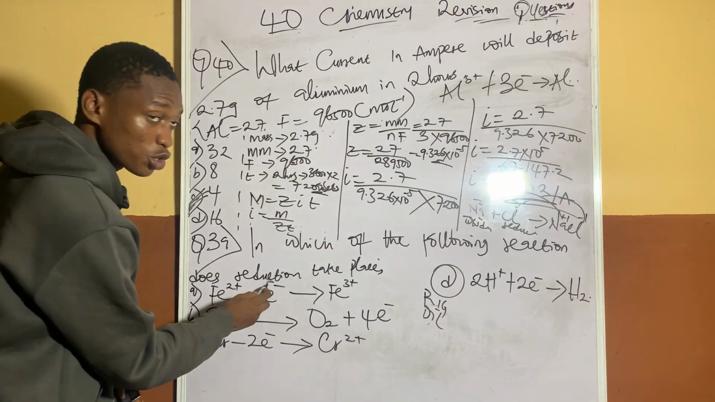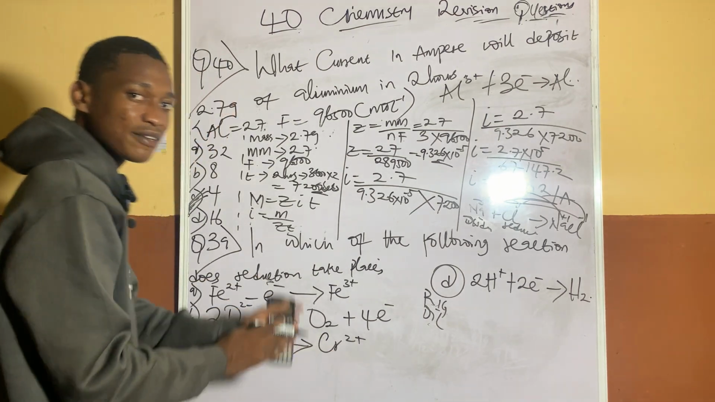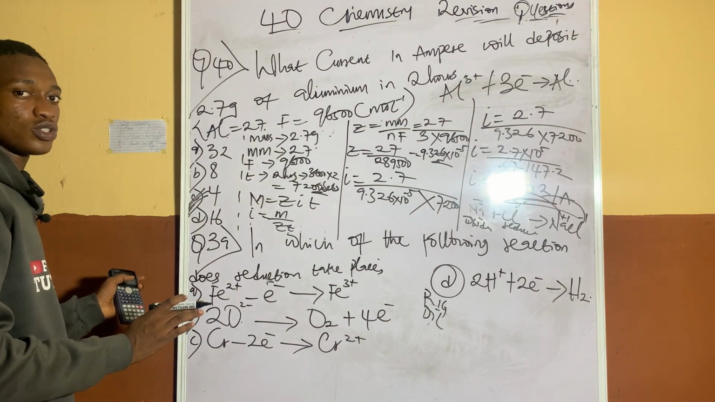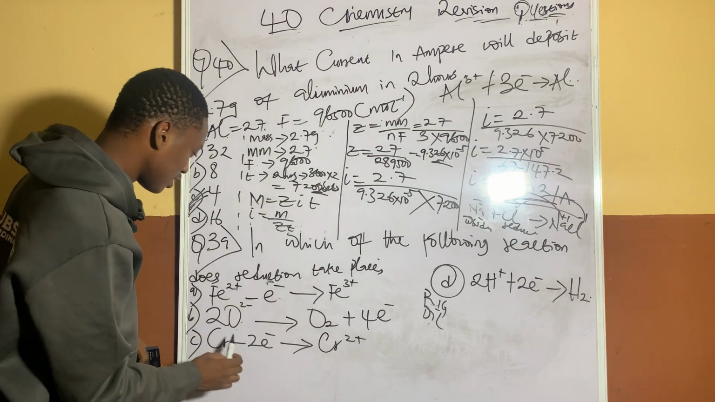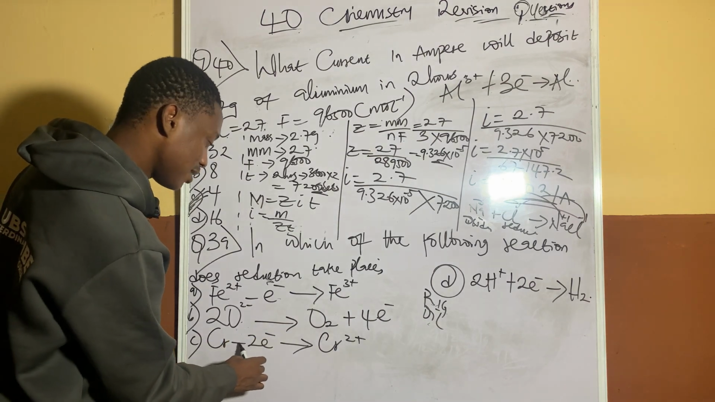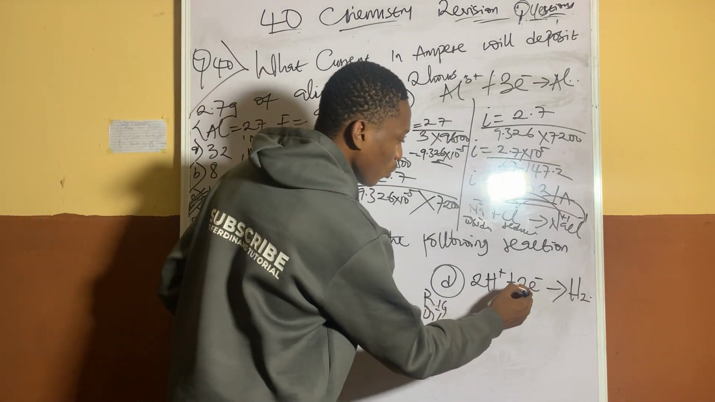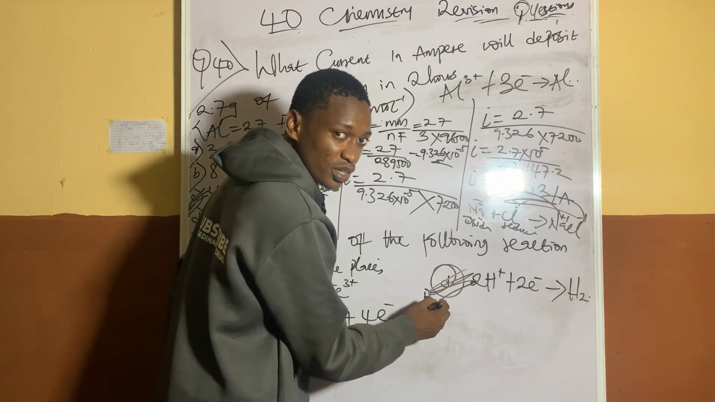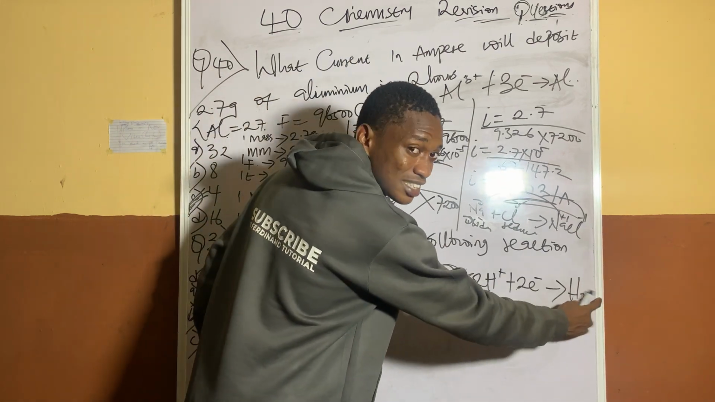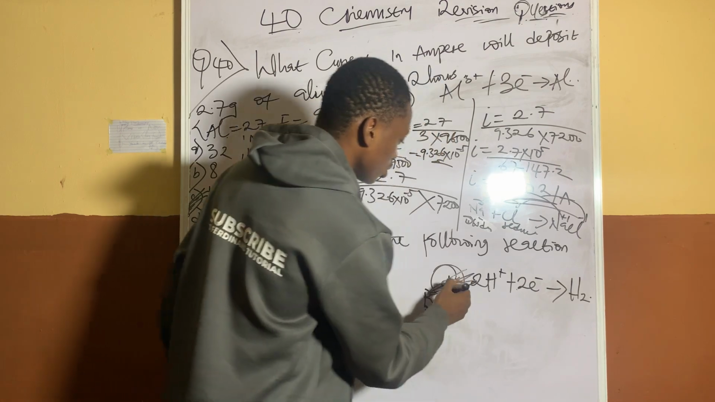Because they're asking us for reduction, so plus electron at the left hand side. That's what we're talking about, what? Reduction. Are we together now? So we'll come here, this is minus electron, it's not the answer. There is no electron here, this is minus, it's not the answer. So when we come here, when we have plus electron at the left hand side, this is reduction. When we have plus electron at the right hand side, it is oxidation. So the answer here is D.